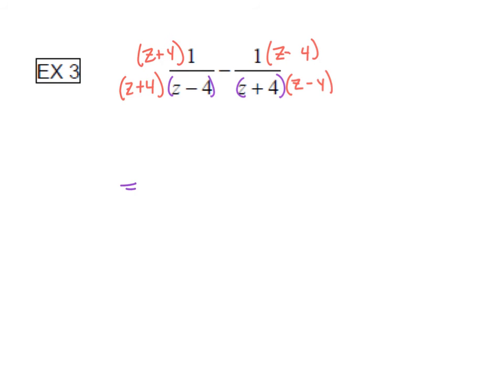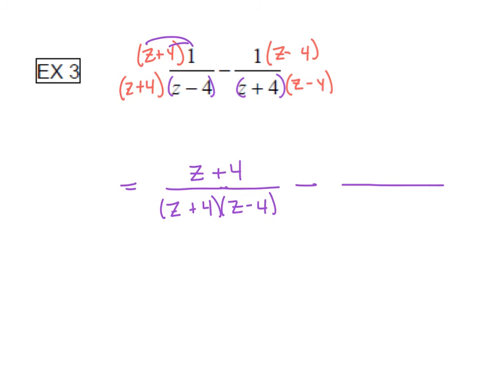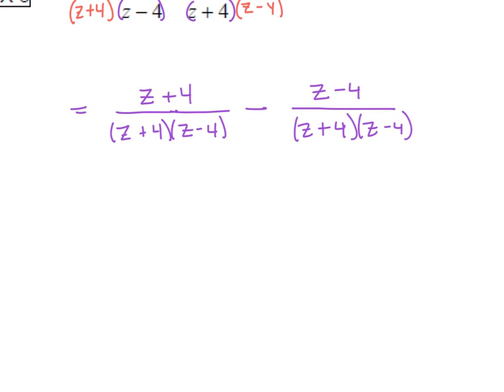We're ready to rewrite the problem. This rewriting the problem is so important. We know the denominator is going to be, well, not x because it's a z. Z plus 4 times z minus 4. And then 1 times those is just really z plus 4. Minus, now we have to do the other fraction. We have a z plus 4, z minus 4. And then 1 times that z minus 4 is just z minus 4. All right, so we have a common denominator.